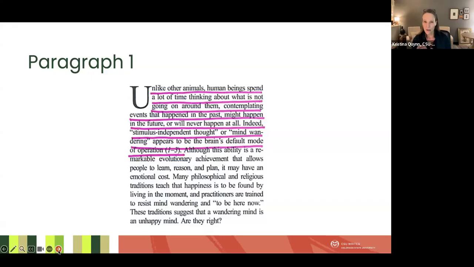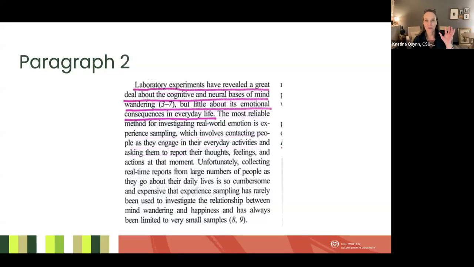The "appears" is what's questionable, so they're going to take us through their research in response to that. They set up some background and give us some context. This is also part of an introduction, right? Lab experiments have revealed a great deal about the cognitive and neural bases of mind wandering, but little about its emotional consequences in everyday life. This is the import and the reason why they had to do a specific study.